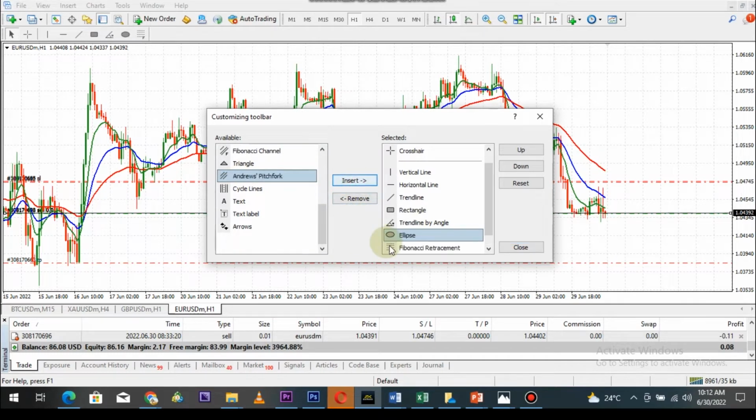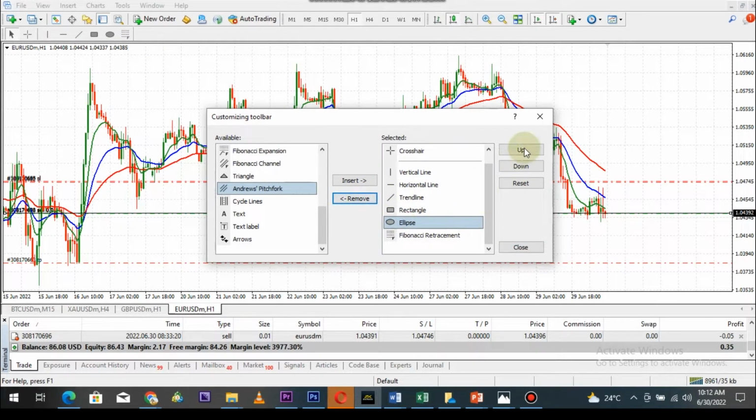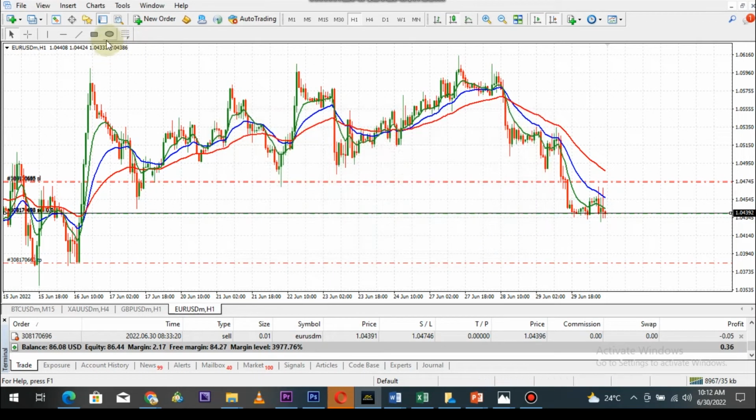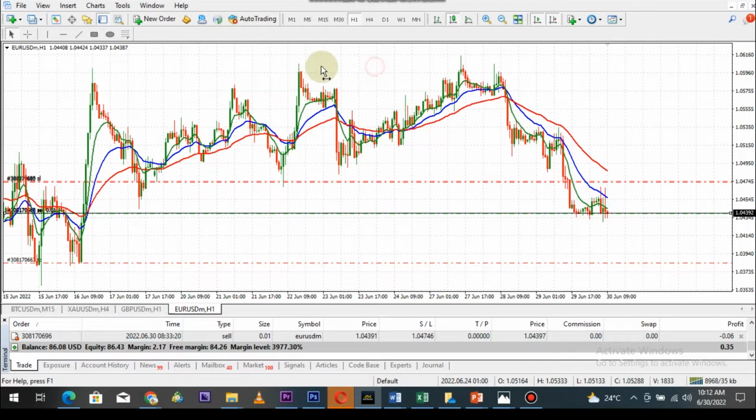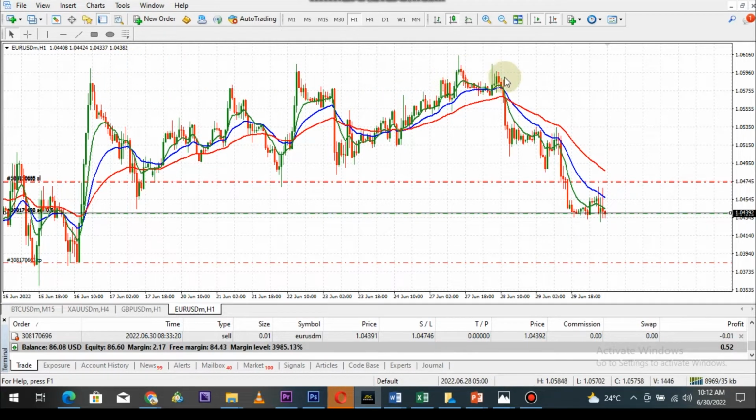Or it's very simple. You just right click, customize. If you don't have it here before, you select and insert, just like I inserted this ellipse tool. If you want to remove any of the tools from here, like this one, I don't use it, I remove it, then you just close. It will be there. See how I added this ellipse tool?